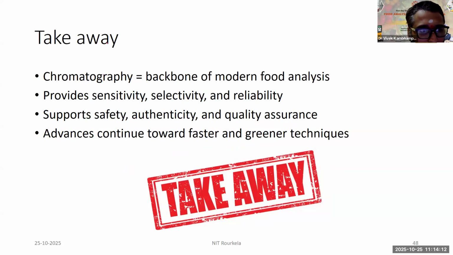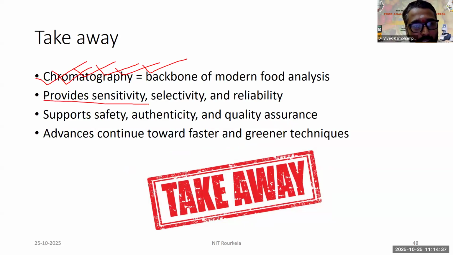These are some of the key takeaways from this particular lecture. We have learned about what is chromatography, where we can use the chromatography, what are the different types of chromatographic principles, what are the different detectors we can use, what are the different columns we can use, where we can use, how we can use, how to read the graph. All these things we have learned, right? And it provides the sensitivity, selectivity, and reliability data. That also we have learned.